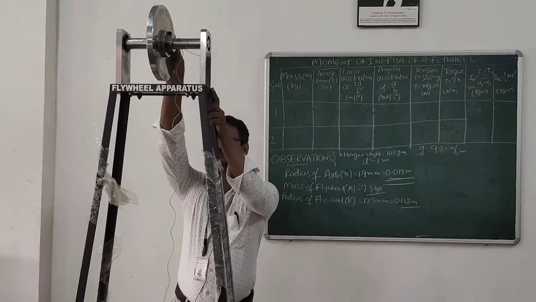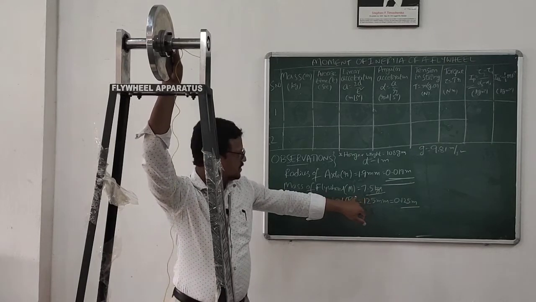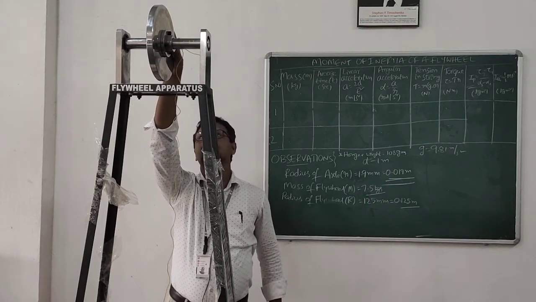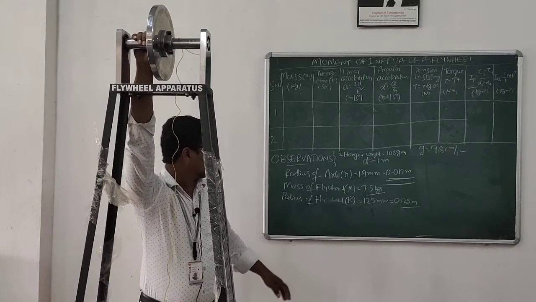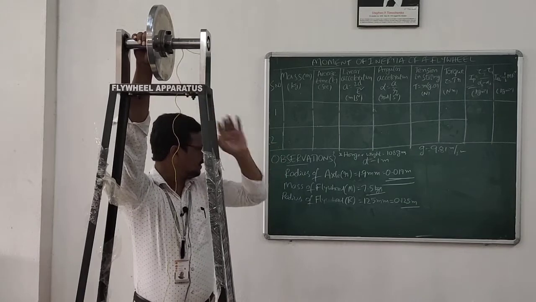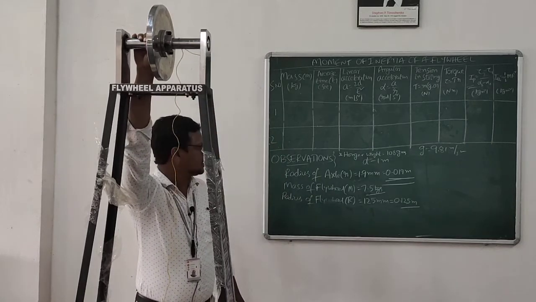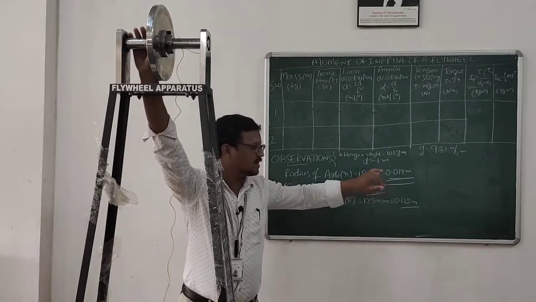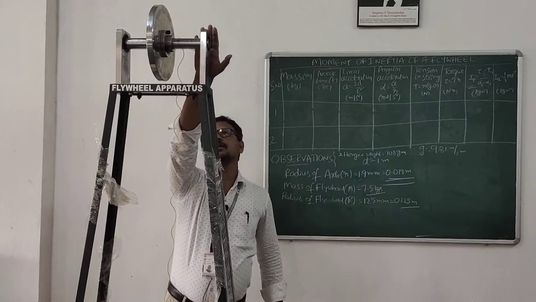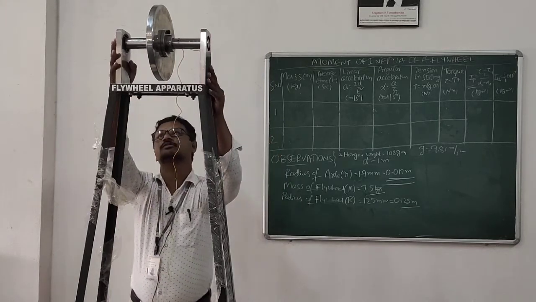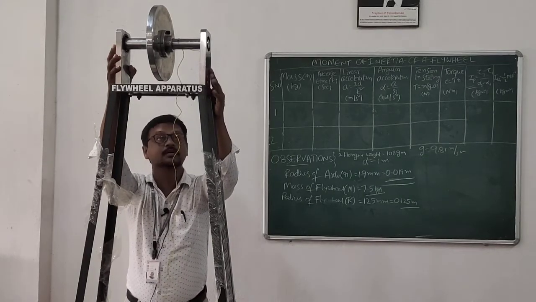So see this one, this is the flywheel of mass 7.5 kg denoted by capital M, which is mounted on an axle. The radius of the flywheel is 125 mm. It is mounted on an axle of smaller radius, that is 19 mm, which is kept on supports on bearings to reduce the friction.